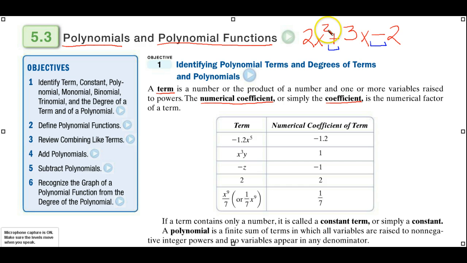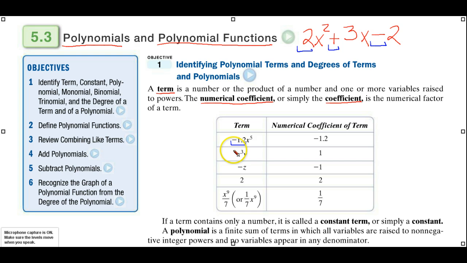Now, as we look at a term, part of the term is what we call the numerical coefficient. That is the number part that's associated with a variable. So, let's look at our list here. This is the term. What is the numerical coefficient? Well, it's just the number part.